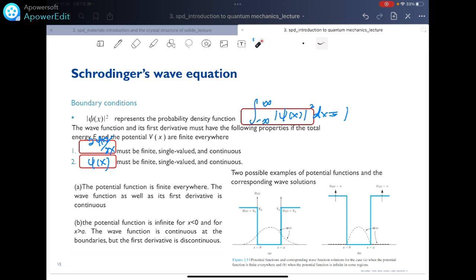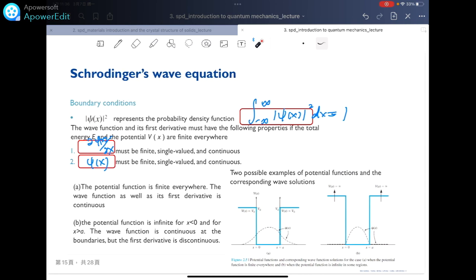So this is a figure. These are two possible example potential functions and the corresponding wave solutions. In case A, the potential function is finite everywhere, and then the wave function as well as its derivative is continuous. So that means this one must be continuous here. The second case is this one, where the potential function here is equal to 0, and we have an infinite potential well in this region.